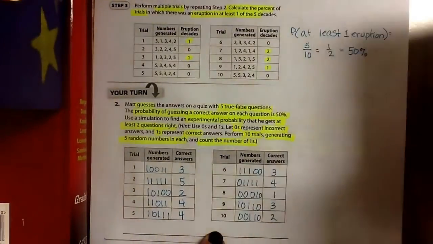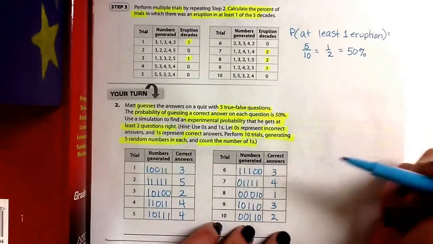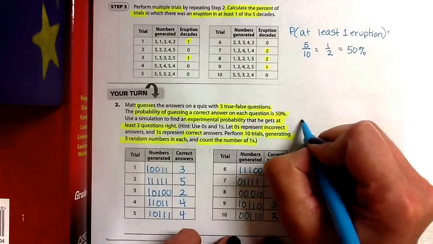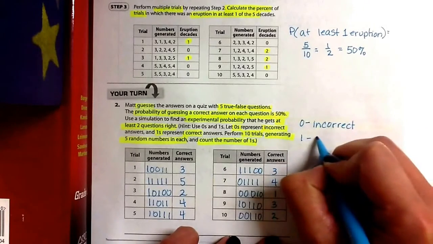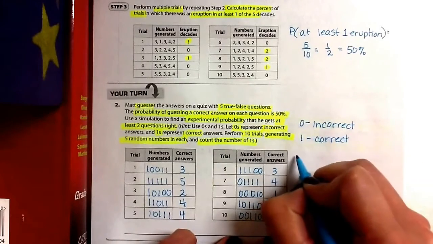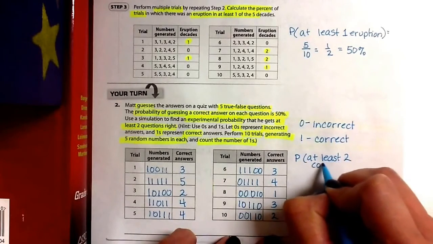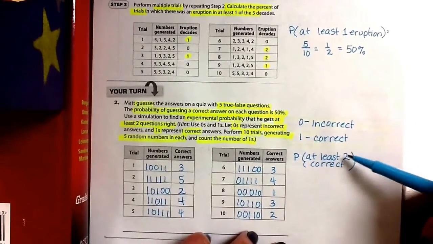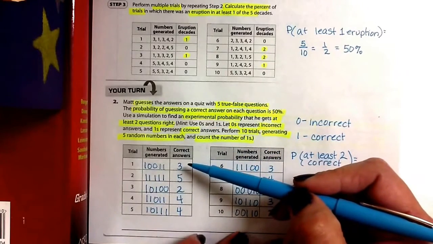Okay, well, of course, when you're guessing out of only true, false, and your chances are 50%, you have more chances of getting some correct answers from guessing than if it was a multiple choice question with A, B, C, or D. So since zeros represented incorrect and ones represented correct, and the question was find the probability of at least 2 questions correct, that's going to include 2, but everything above 2 is going to count as well. So we're going to count how many times that happened for us.